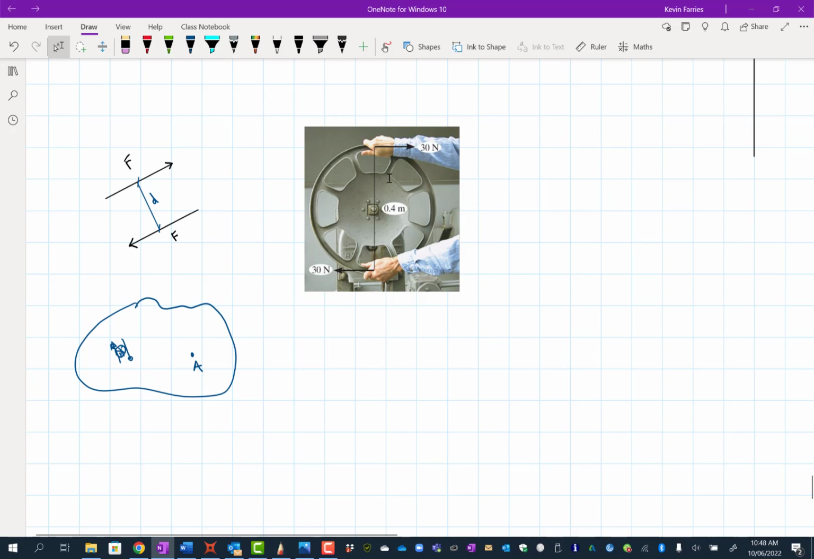Okay, so that's what a couple is. It's basically you're applying two equal forces in opposite directions, the lines of action are parallel, and they're separated by a distance d. So we'll just call this one, let's find a color that stands out, force 1, force 2, they're equal and opposite. And let's take a point in the middle here, A. Let's try and think about what this is doing.